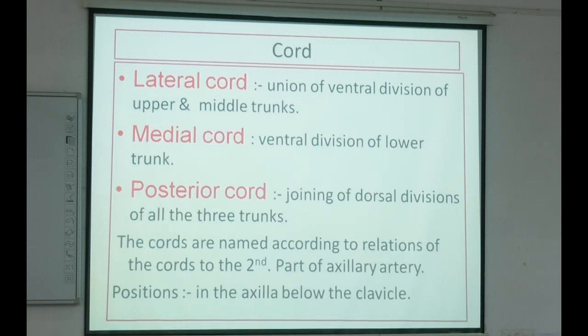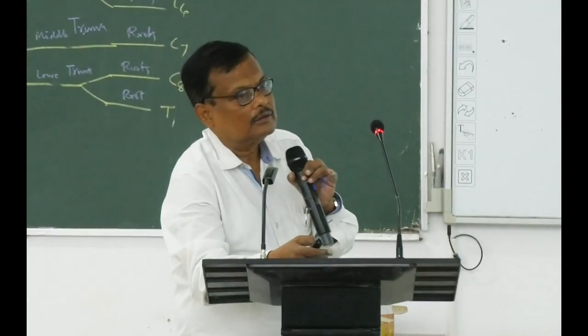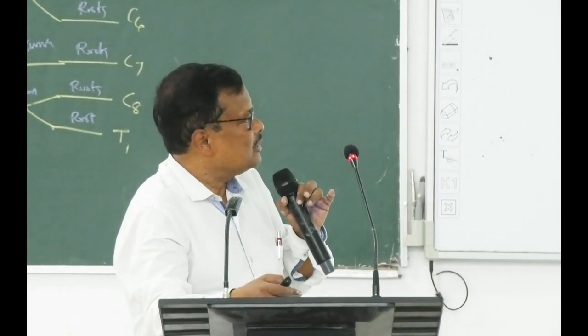Cords. Union of the ventral division of the upper and middle trunks, বলেছি। Medial cord, ventral division of the lower trunk only. So medial cord, সুতরাং medial cord এর root value কত? C8 and T1. Medial cord এ যে fibers, যে branch বেরোবে তার root value হবে C8 and T1. কেমন? Posterior cord, joining of the dorsal division of all the three trunks.